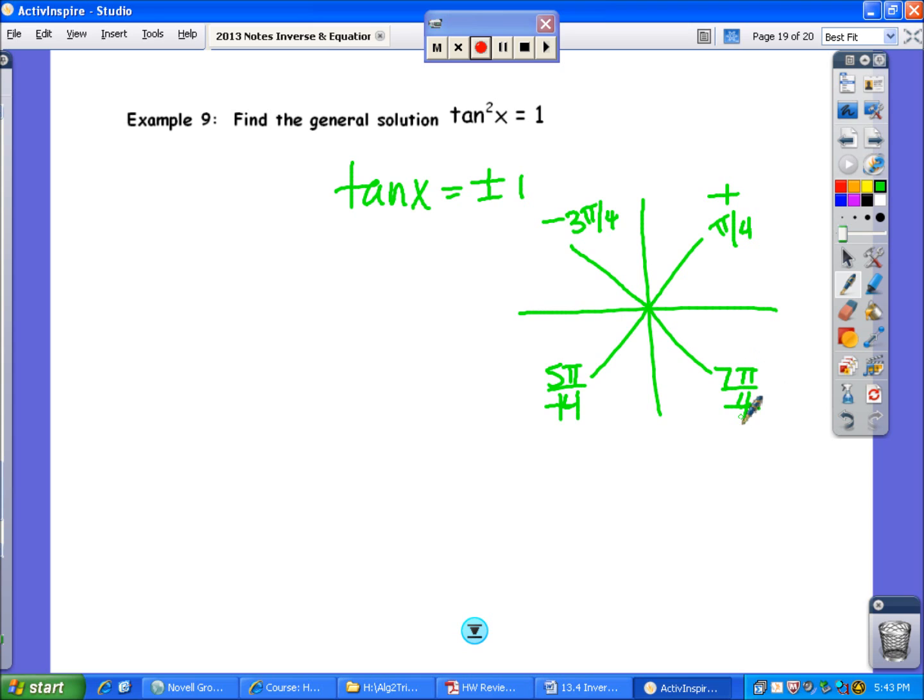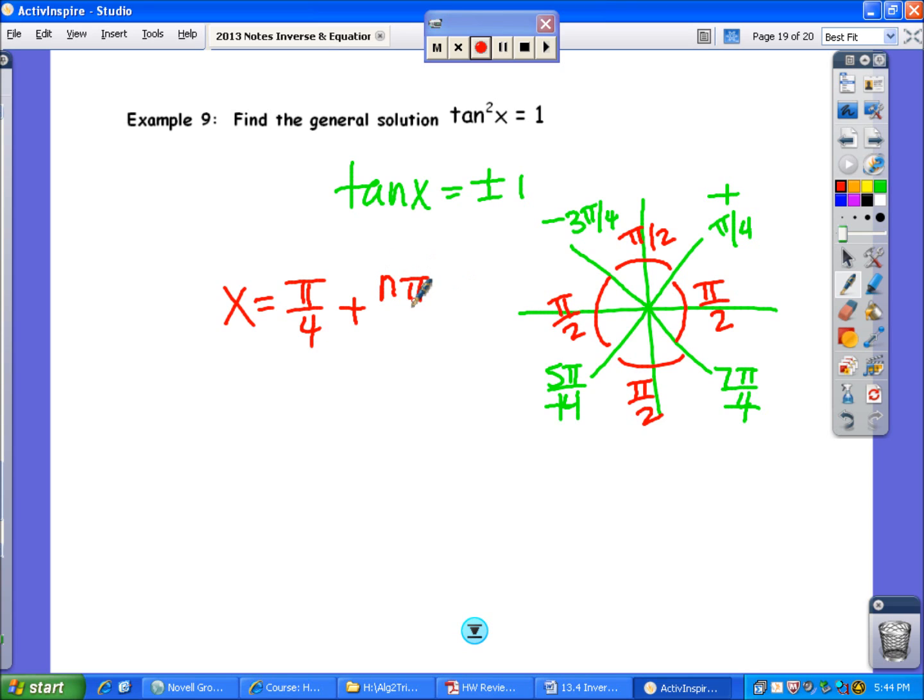Alright, because we're going all the way around our circle, we can just have one equation to represent all 4 of these angles. So think again, how far are they apart? Well, 45 plus 45 is 90. So that's pi over 2. So every multiple of pi over 2, we're going to get to another answer, all the way around and keep on going forever. So that means my general solution is going to be x is equal to pi over 4, the smallest angle, plus multiples of pi over 2. So n pi over 2.